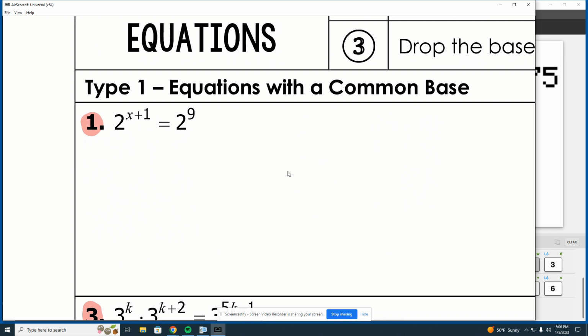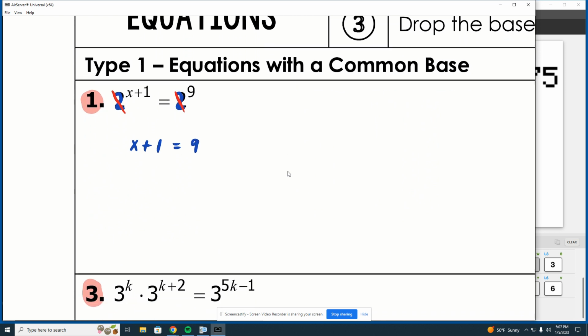Look, they already have the same base. If they already have the same base, we don't have to do step 2 either. We move straight to step 3. If your bases are the same, you literally let them cancel. You drop off your bases, and then you take the exponents and you simply set them equal to each other and you solve. So how would I solve this problem? You'd subtract 1. So literally 9 minus 1 equals 8. The solution to this exponential equation is x equals 8.